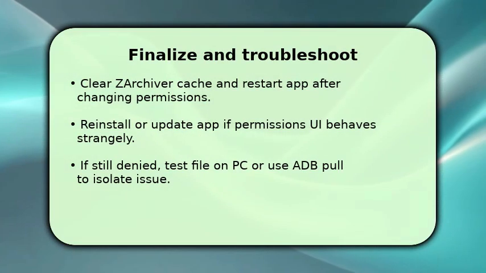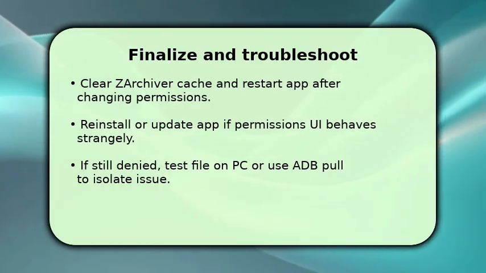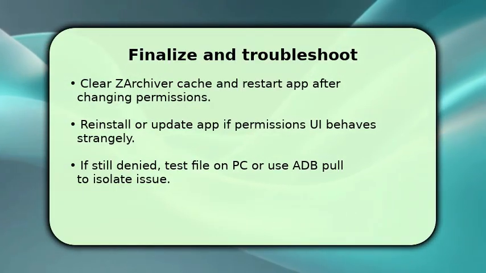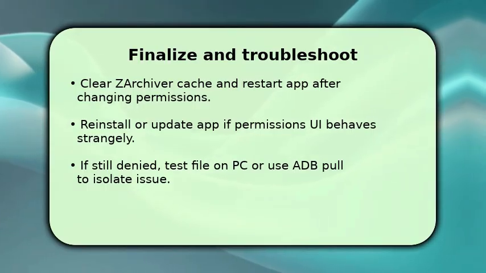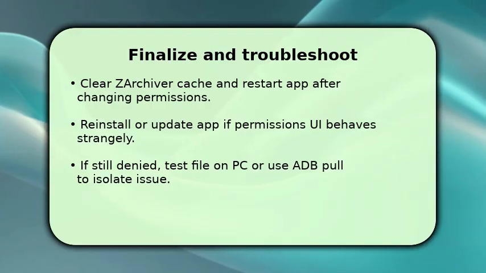Wrap up by extracting the archive to the SAF-approved folder and confirming file integrity. Open a few files to verify. If you changed permissions or moved files, clear Zarchiver's cache and restart the app so tokens refresh.